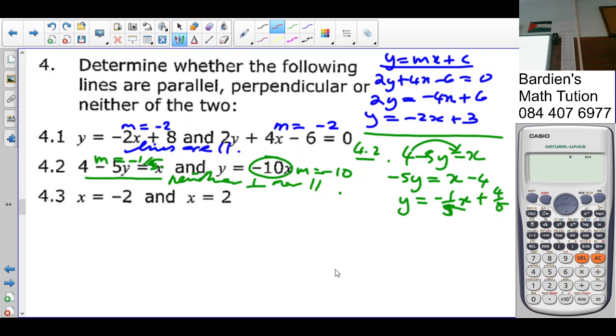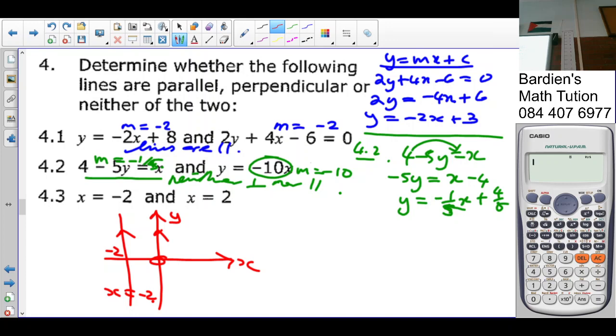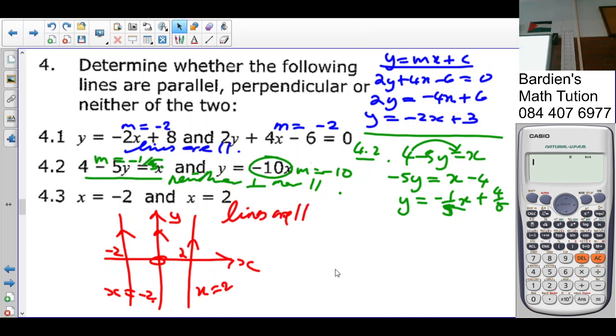x is equal to minus 2 and x equal to 2. If you look at this graph here, x is minus 2. That is the line of x equal to minus 2, not so? It's parallel to the y-axis. It has no y variable. If you draw the line x is equal to 2, what do you notice? It's also parallel to your y-axis. So therefore these lines are? Right.